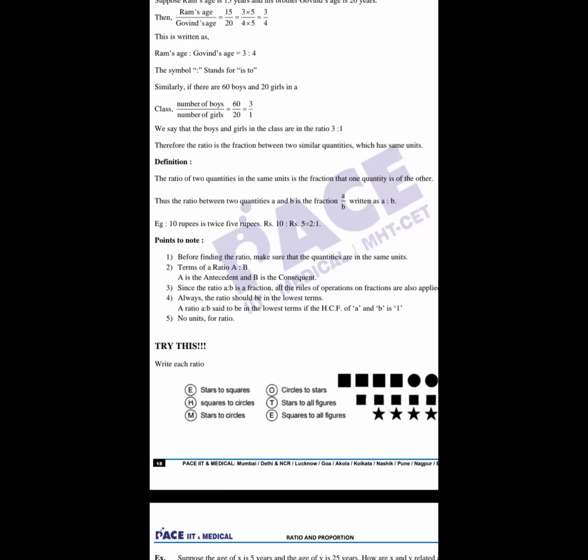Second, terms of a ratio. In simple language, we call a the antecedent and b the consequent, or a is the numerator and b is the denominator. You don't have to remember them, but sometimes in the Olympiad these terminologies are used in questions, so keep them in mind. It's not very important, but keep them in mind.